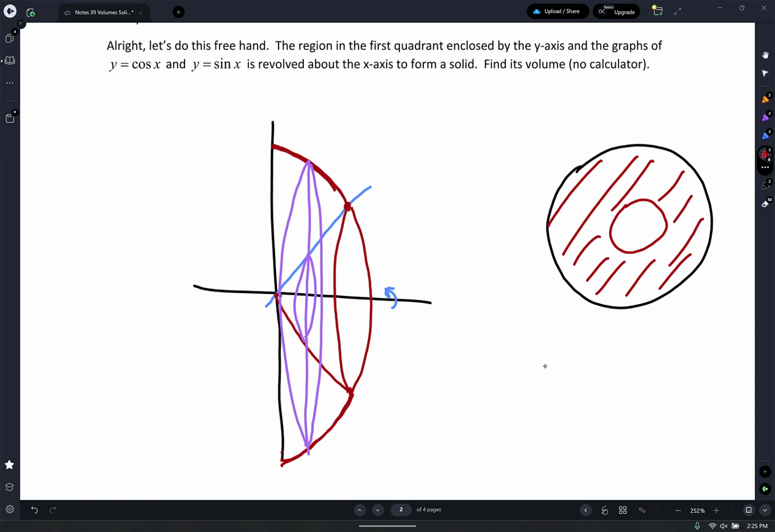Does that make sense? How do I find the area of a washer? I'm going to call this big R, so I'm going to put capital R. And I'm going to call this little r. So the area of the big circle is pi big R squared minus the area of the little circle, pi little r squared. And that's how you would find the area of this washer. Does that make sense? If you factor out a pi, look what you have: big R squared minus little r squared.